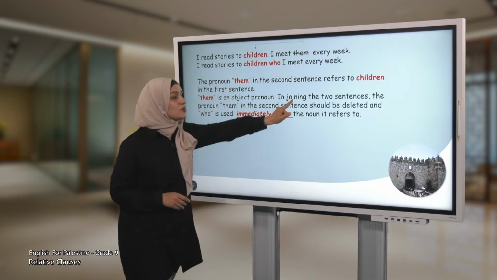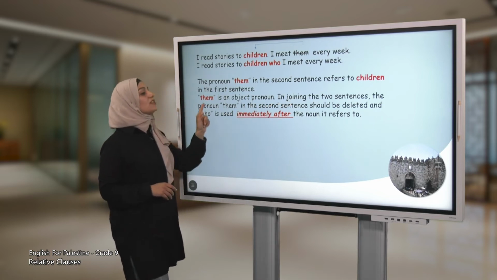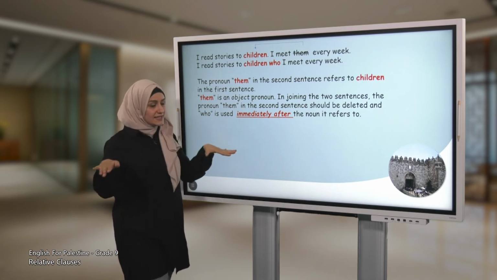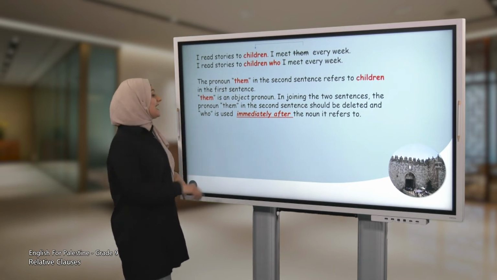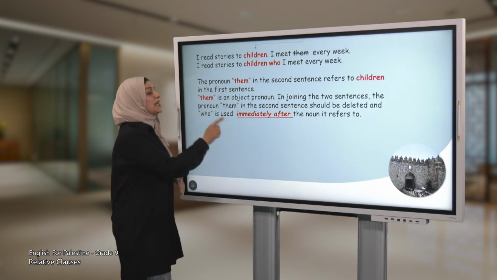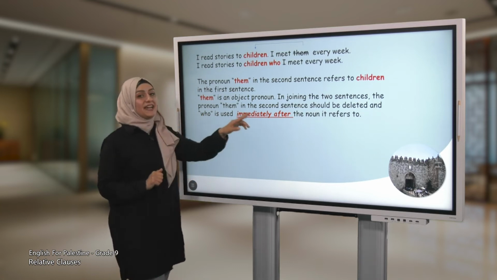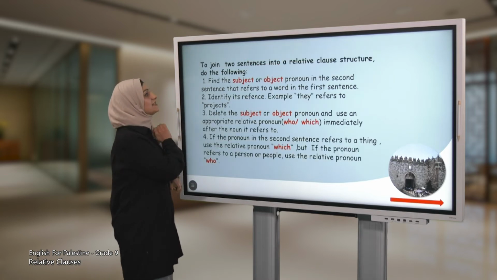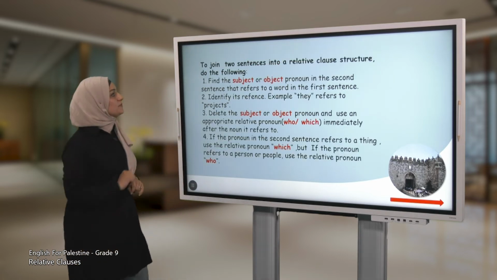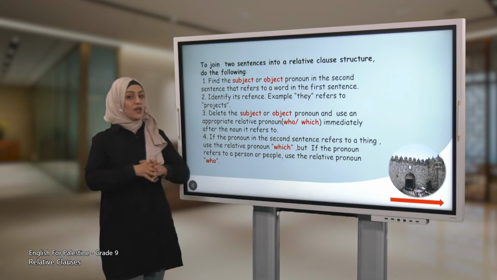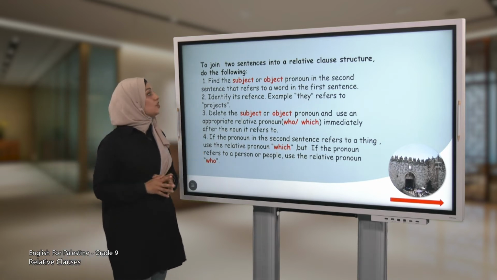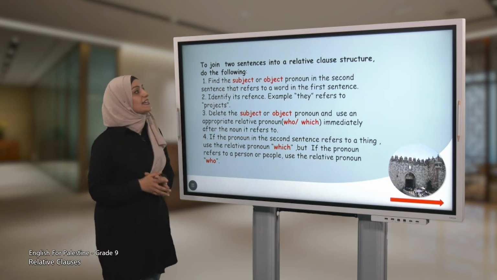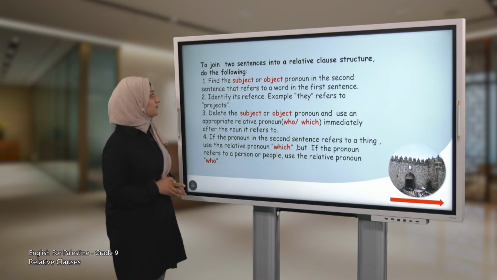In joining the two sentences, the pronoun "them" in the second sentence should be deleted or removed, and "who" is used immediately after the noun it refers to. Very good, students. Now, let's make a quick revision and know how we join two sentences into a relative clause.